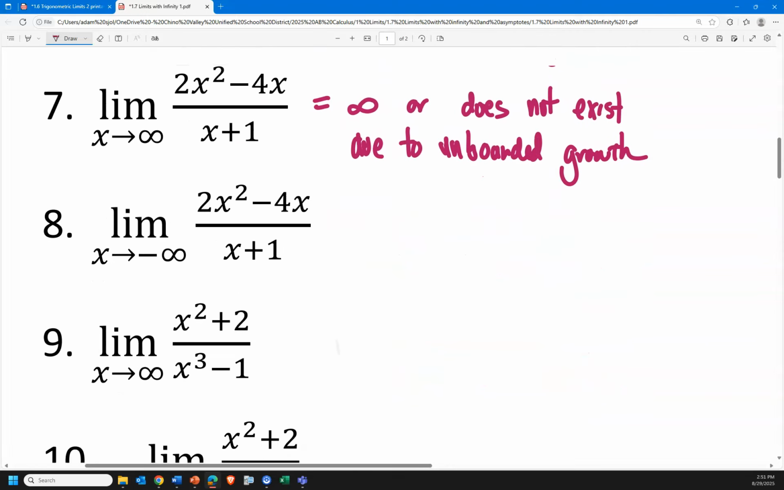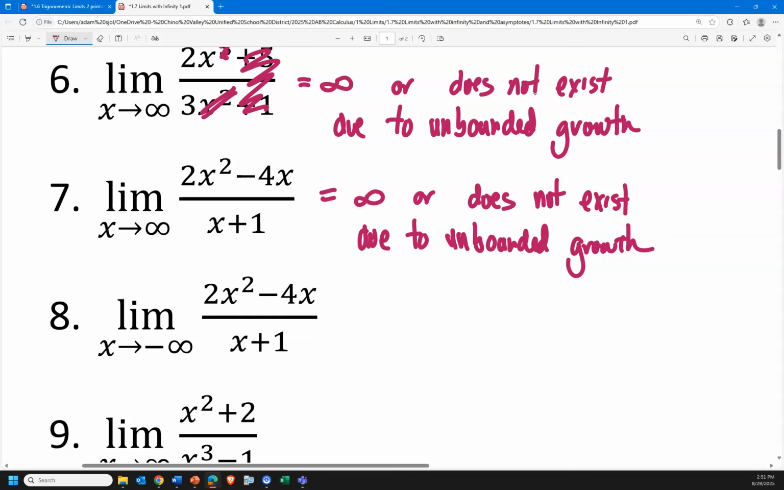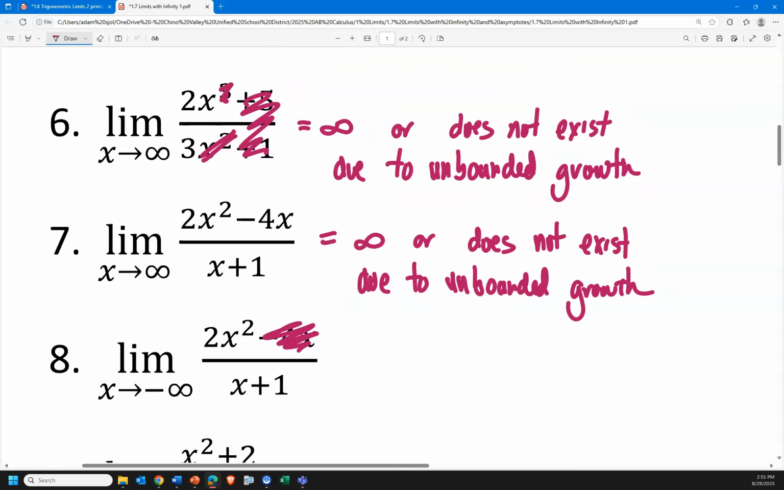When we use a negative million, 2 times negative a million squared is positive. No matter what, we ignore 4 million. And then over negative 1 million gives us actually negative infinity.